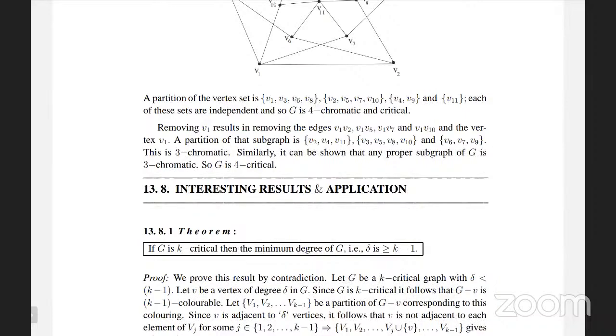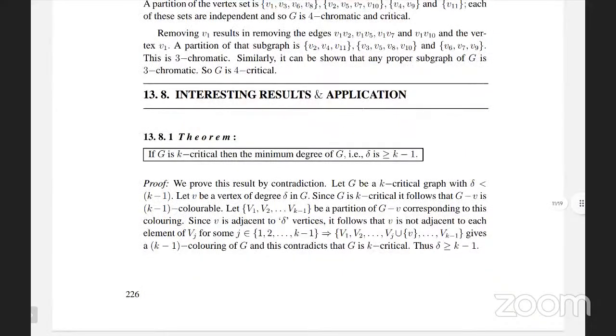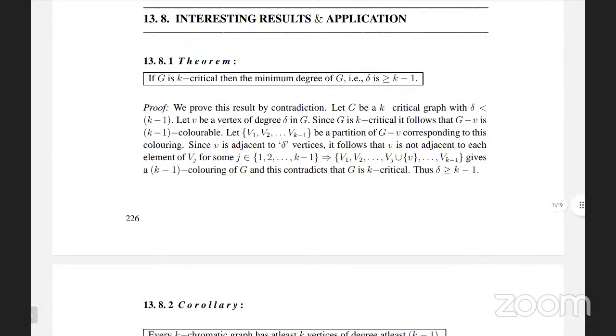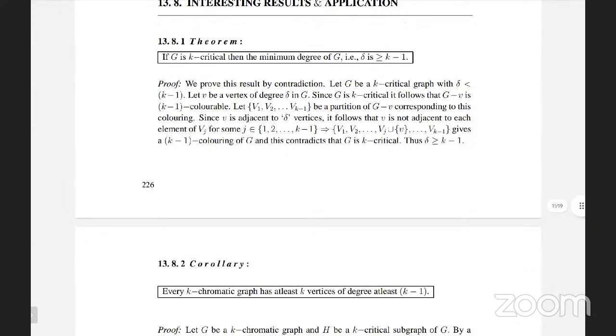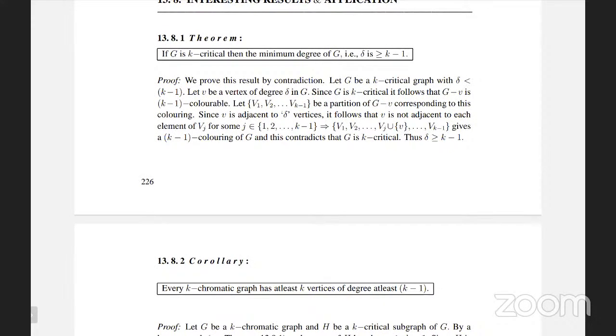Next, interesting results and applications on critical graphs and minimal degrees. If G is a k-critical graph, this is an important result for the 5 marks question: the minimum degree delta of G is greater than or equal to k minus 1. The proof is by contradiction. Let G be a k-critical graph and delta less than k minus 1. Let v be a vertex of degree delta in G. Since G is k-critical, G minus v is k minus 1 colorable. Here the partitions of G minus v correspond to the coloring.